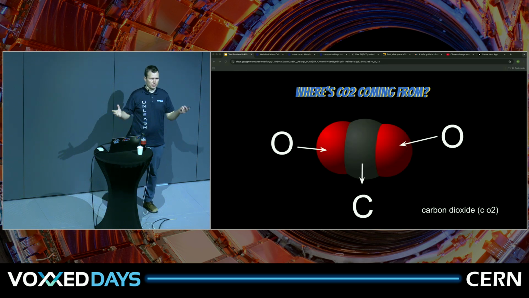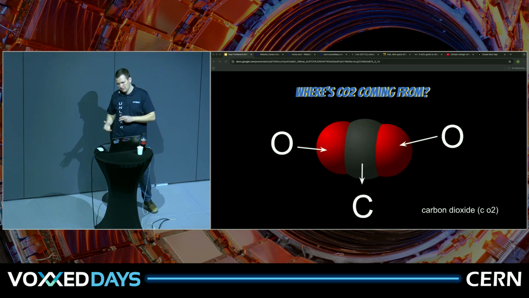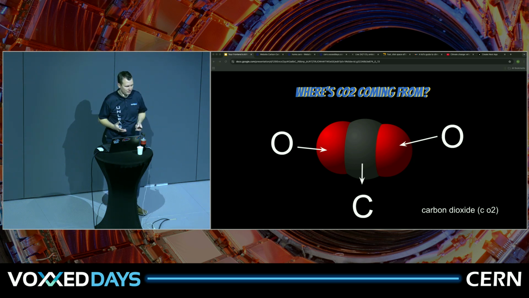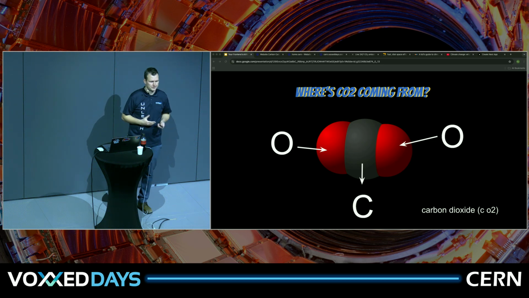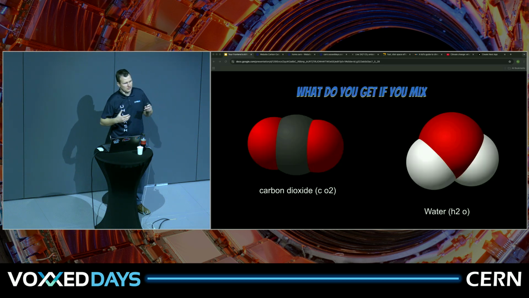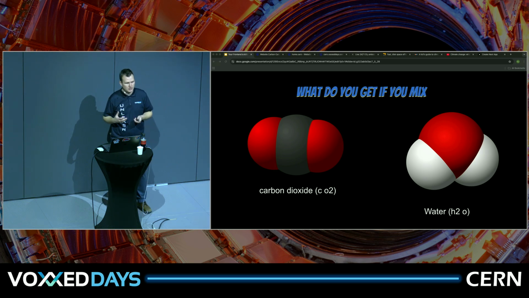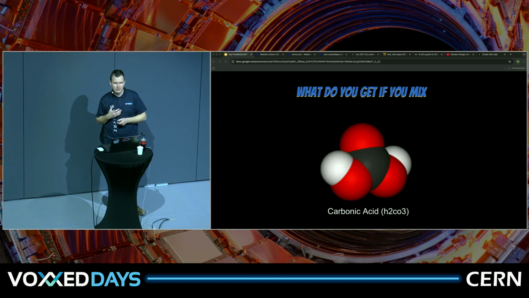So we are at CERN, and then I think about molecules, protons, and that kind of thing. We're starting with this. Where is CO2 coming from? We have 2 oxygen molecules and 1 carbon, and that's making CO2. And if you mix CO2 with H2O, water, 2H and 1 O, then you get something that is not very good for the oceans, carbonic acid, H2CO3, and that's pretty damaging.